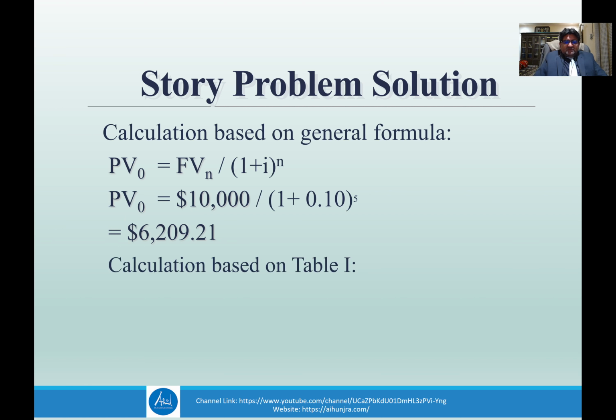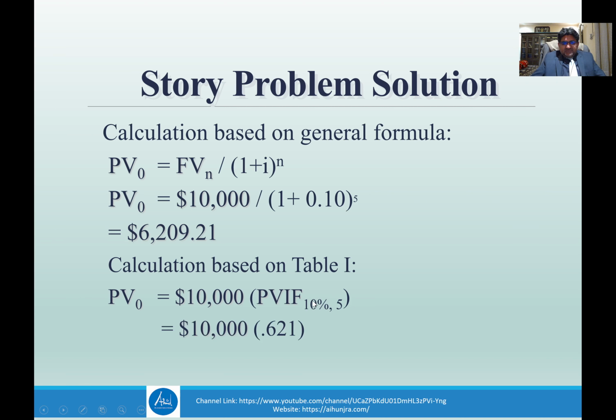The same we can solve by table, the interest factor table, the present value interest factor, interest rate 10%, time period 5. We can extract the present value interest factor from the table. So its value is 0.621. So we can get the same answer, 6,210. How much is the difference? There is a nominal difference. And what's the reason for this difference? That is due to rounding.